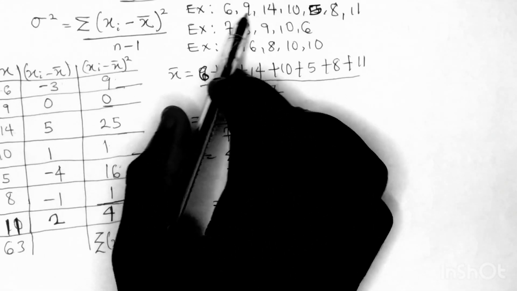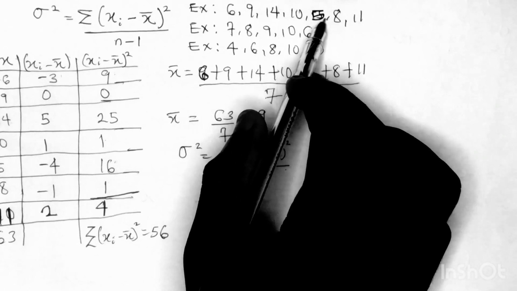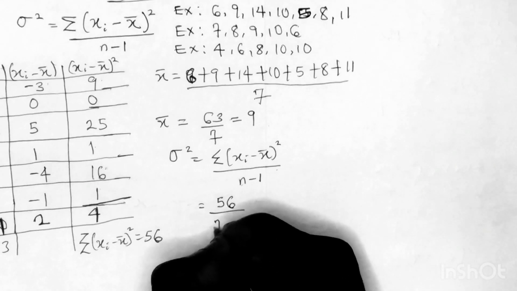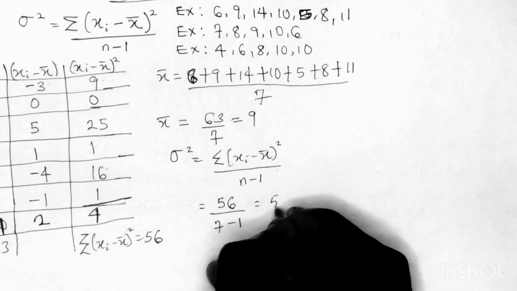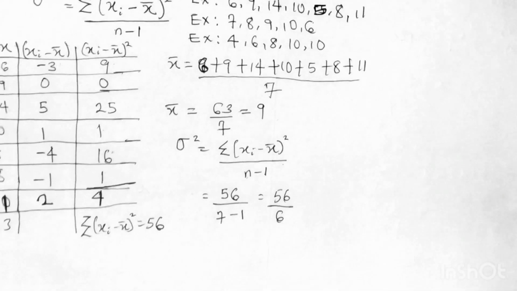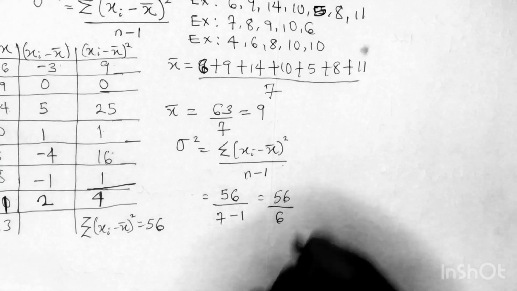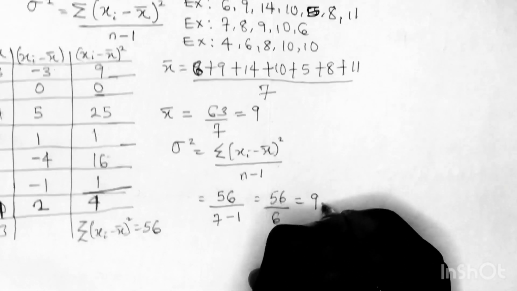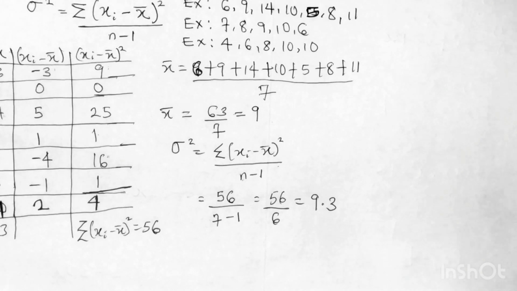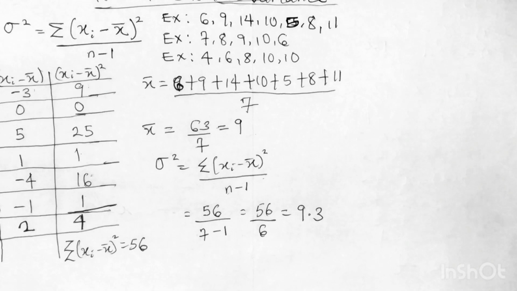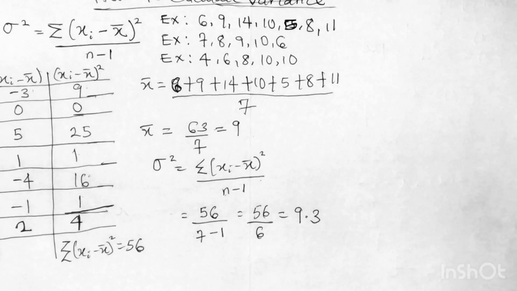7. So because we have 1, 2, 3, 4, 5, 6, 7. So 7 minus 1. So that would be what? 56 over 6. And if you divide 56 by 6, your answer is going to be what? 9.3. So that means the variance of this question is 9.3.